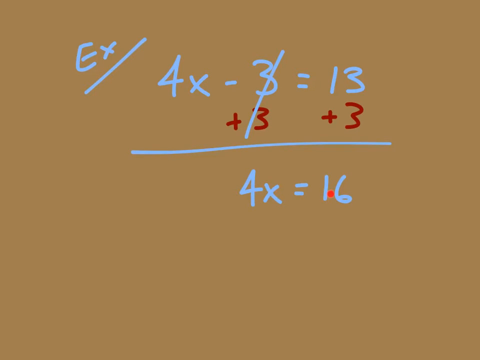4 times some number gives us 16, so I'm going to divide both sides by 4 and isolate my x variable. 4 divided by 4 is 1. We're left with x. 16 divided by 4 is 4, and that's my solution.